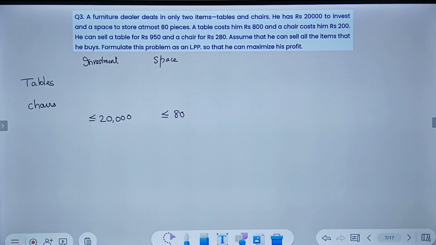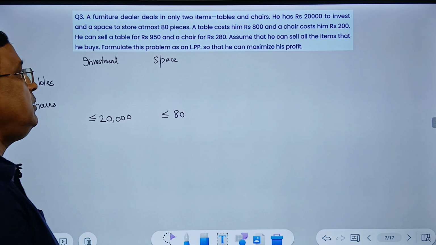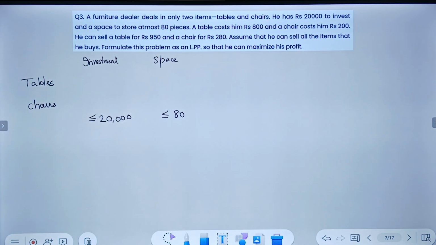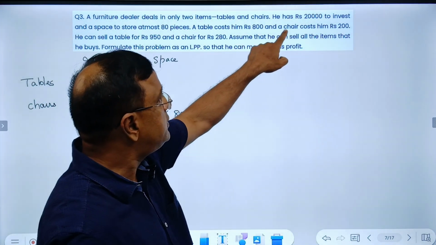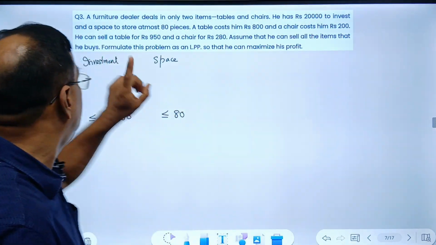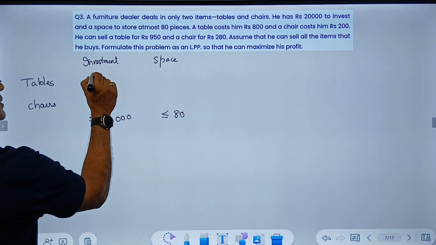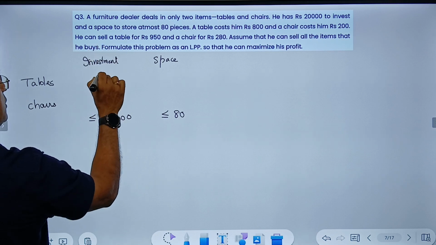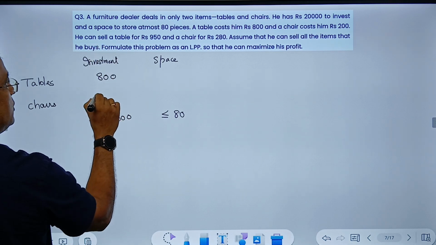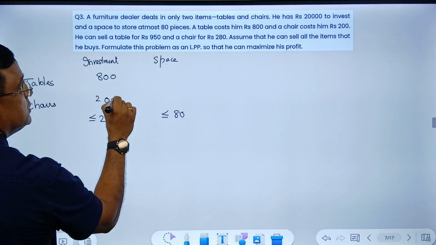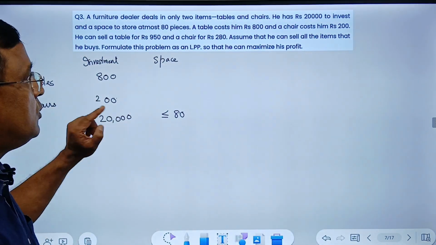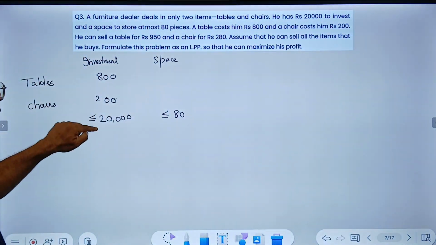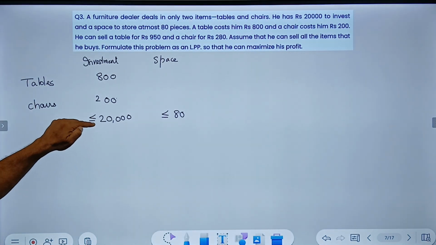Right? Now the table costs him 800 and the chair costs him 200. So that is the investment, right? The investment is 800 on a table and 200 on a chair. One table costs 800, one chair costs him 200. But he can invest how much? He can invest only 20,000.